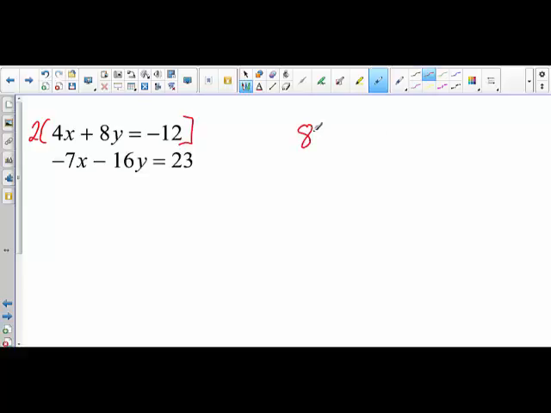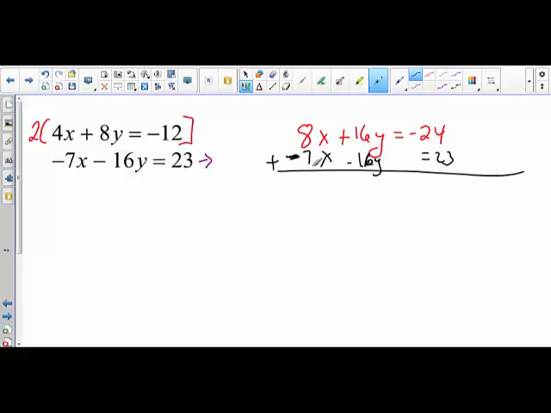Now, doing this will leave us 8x plus 16y equals negative 24. I'm going to bring the bottom equation over. We didn't do anything to it, didn't touch it. That's negative 7x minus 16y equals 23. Now, we're adding. 8 plus negative 7 is just x. This drops to 0 because we wanted it to go away. Equals negative 24 plus 23.